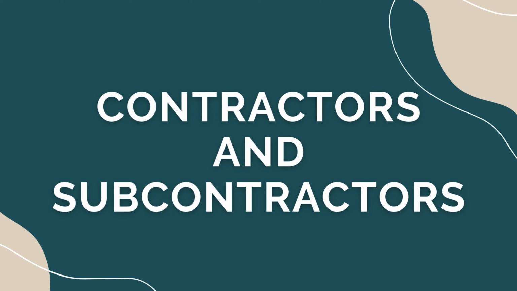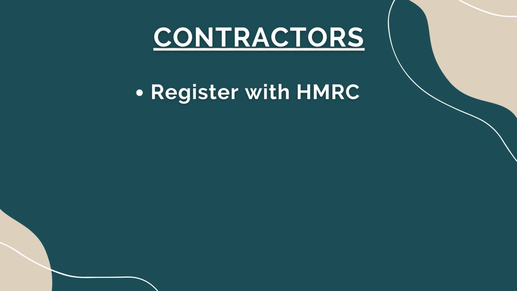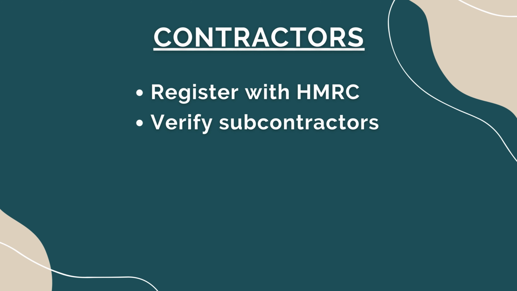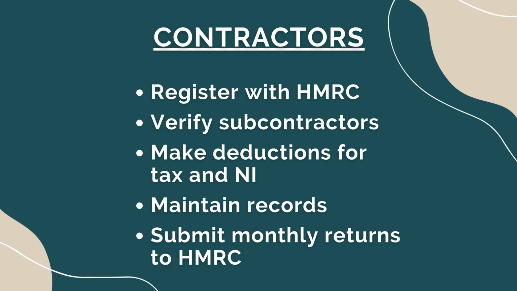Contractors and subcontractors. So who exactly are contractors and subcontractors, and what are their separate roles in CIS? Contractors in the construction industry scheme, or CIS, are intermediaries responsible for paying subcontractors. They register with HMRC, verify subcontractors, make deductions for tax and national insurance, maintain records and submit monthly returns to HMRC. Effective communication with subcontractors is vital for compliance.